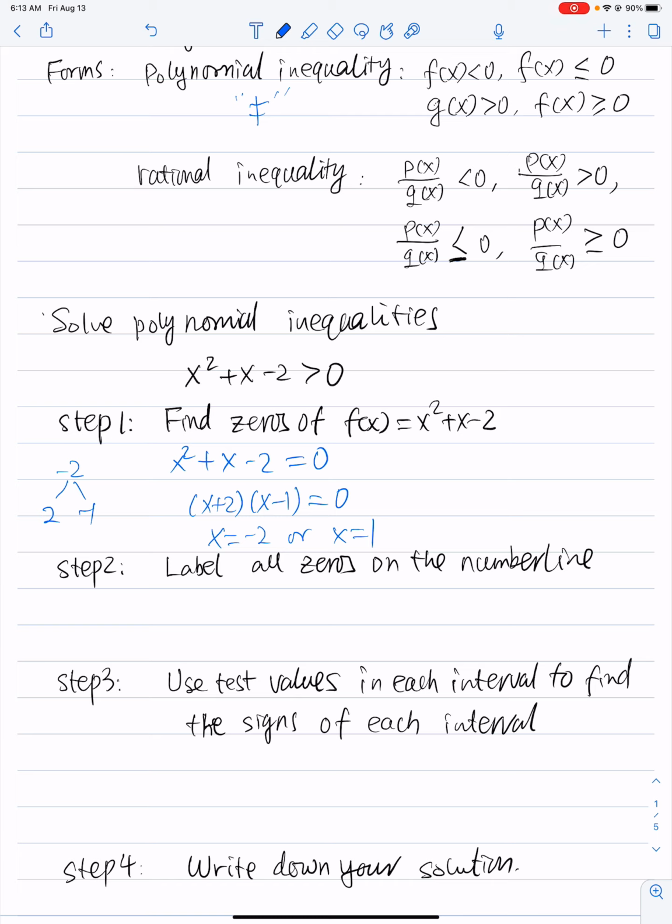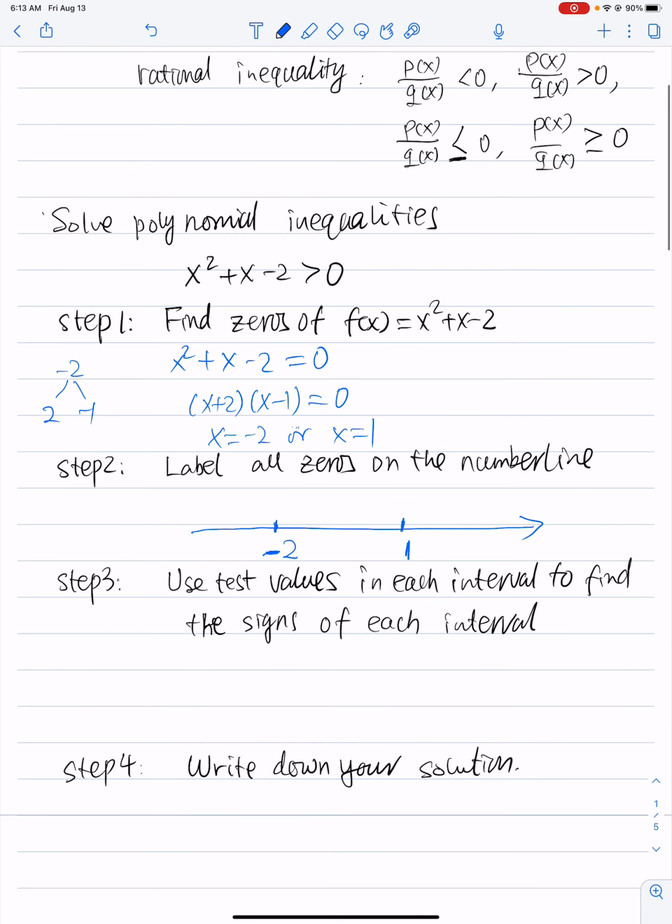Okay, so the next step is to label all the zeros on the number line. So negative 2 and 1. Do you need to label the special zero here? Do not do it. Just label all the zeros that you have here. Do not put any other numbers on, otherwise students will get confused.